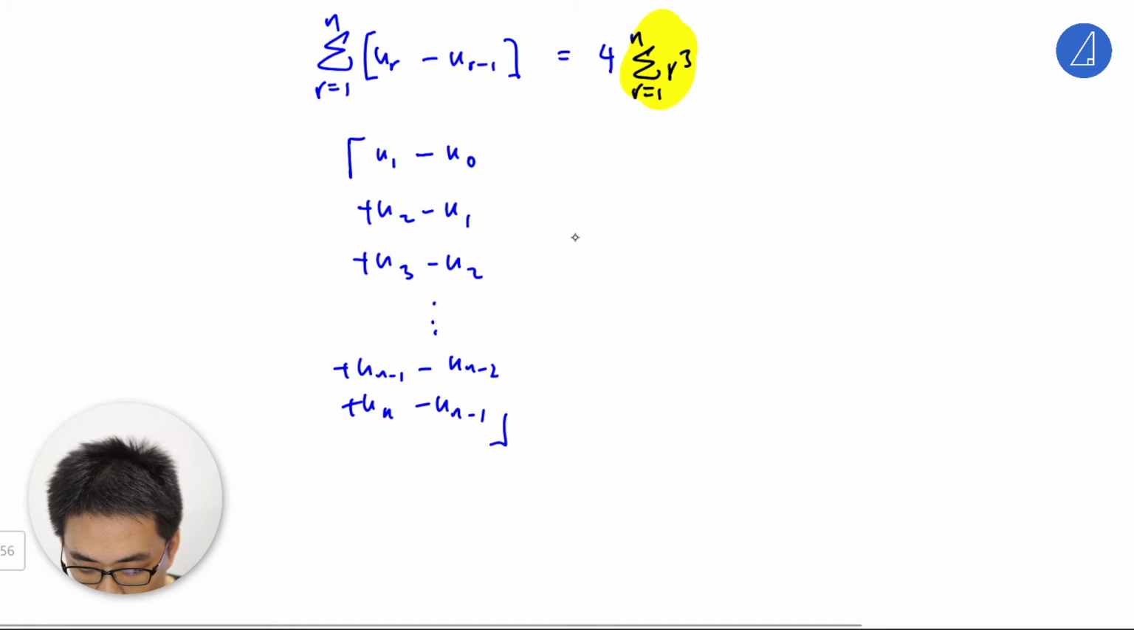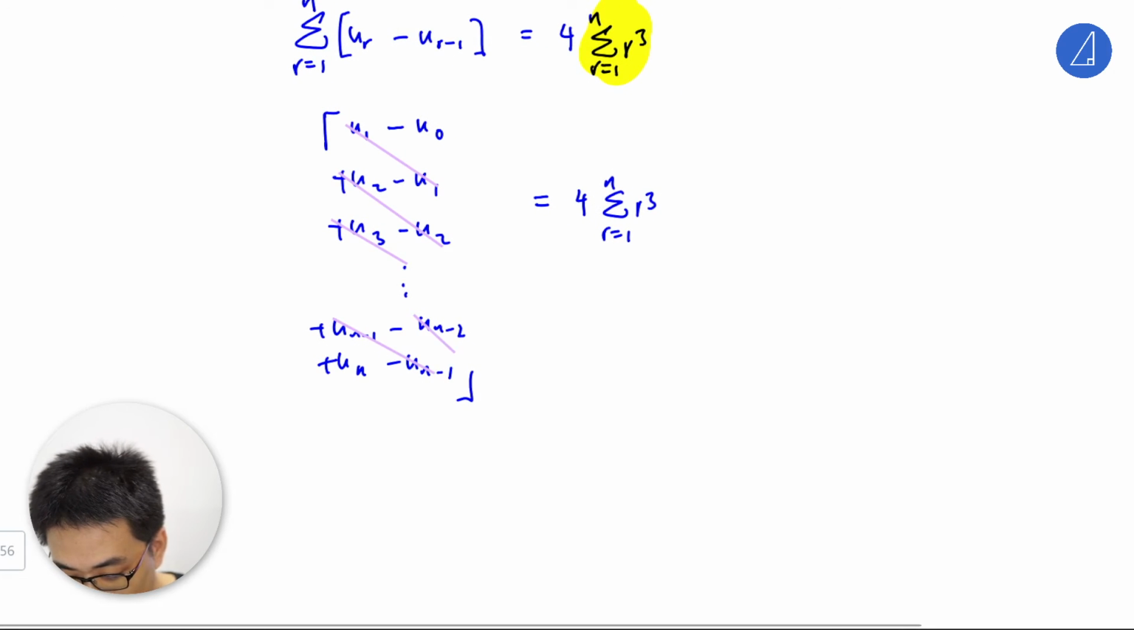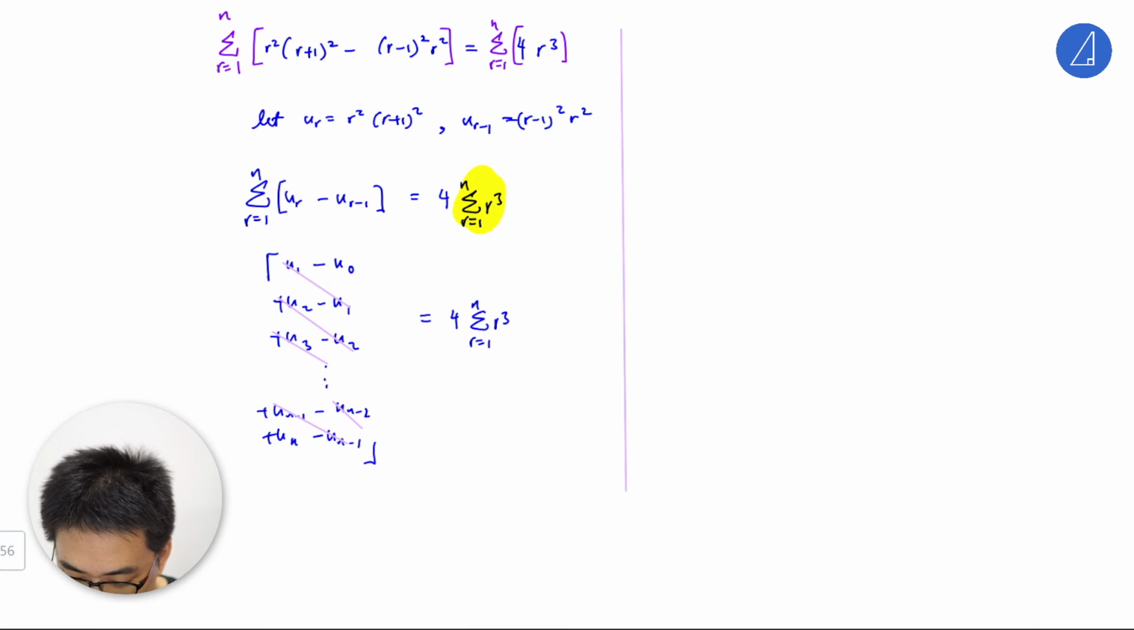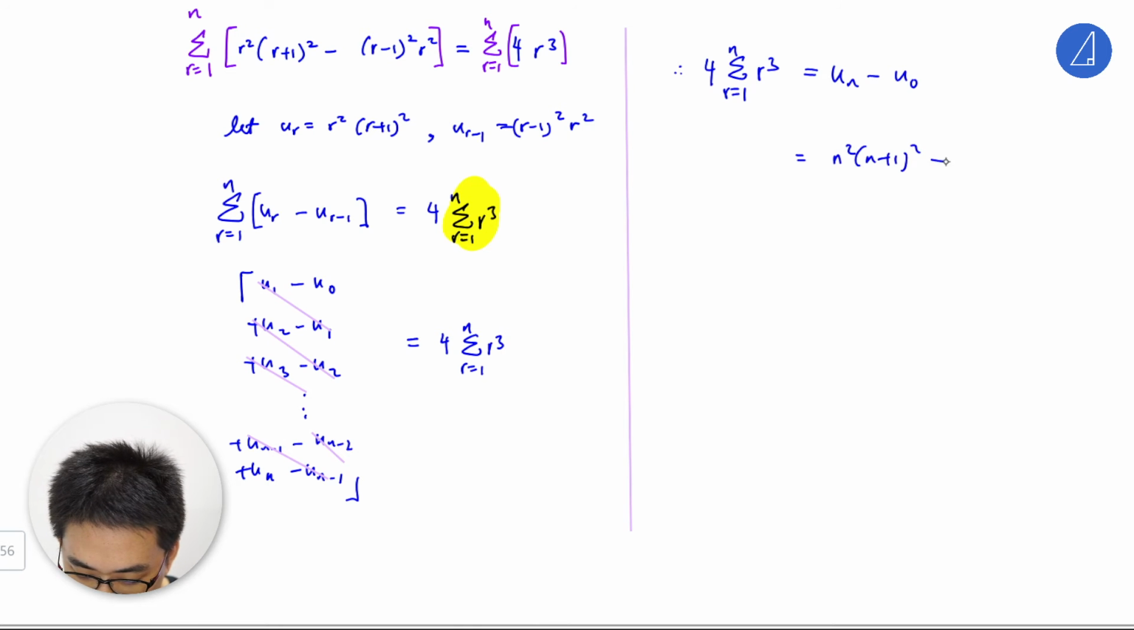Then there will be 4 times the sum from r equals 1 to n of r cubed equals Un minus U0, where Un is n square (n plus 1) square.